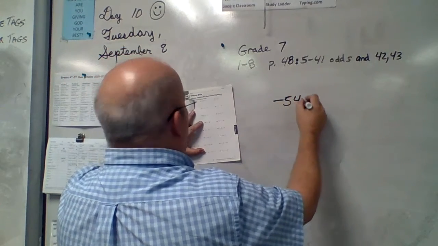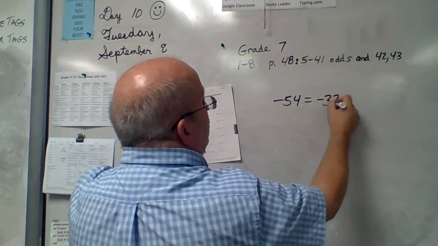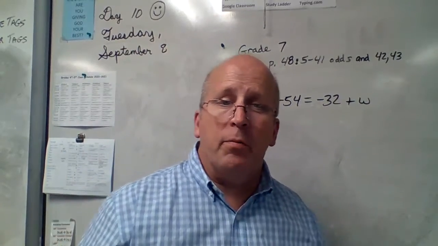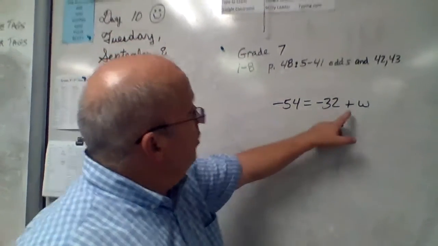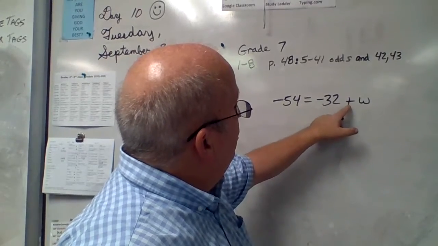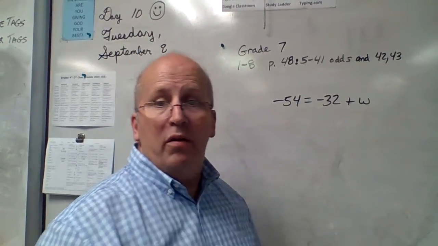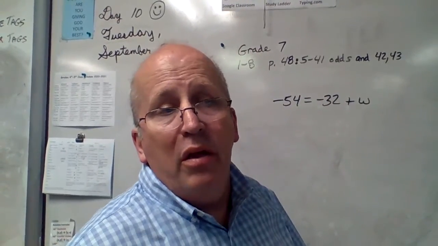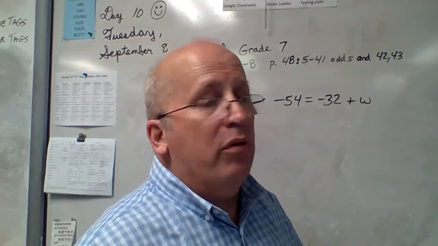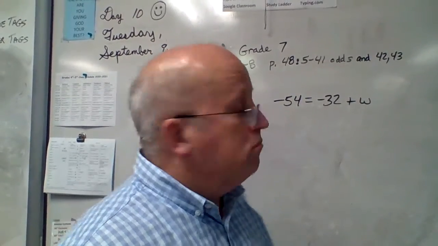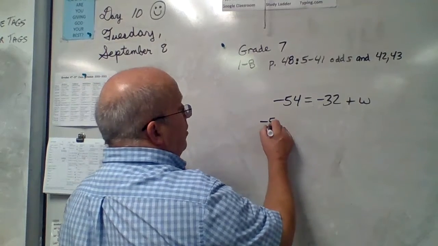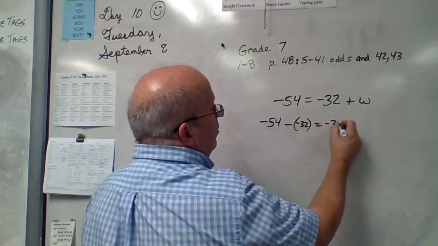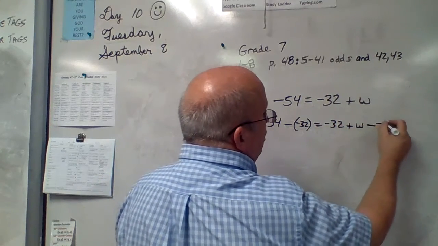What about negative 54 equals negative 32 plus w? This might be a little tricky. This might be the hardest one so far. What is the opposite of adding a negative 32? Well, you can think of it two ways. You can say the opposite of adding negative 32 is subtracting negative 32. So let's do that. We're going to take this number and subtract a negative 32 from it, and we're going to take this side and subtract a negative 32 from it.